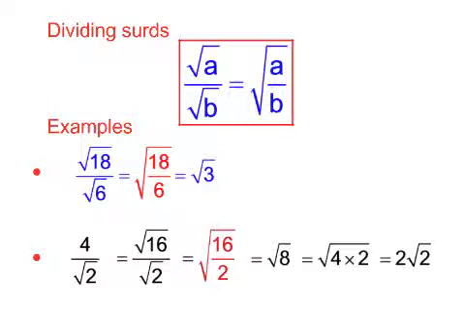Here's a number, 4, divided by a surd, root 2. So here we have 4, which can be expressed as root 16 divided by root 2. Notice I've expressed both numerator and denominator as surds, because we can now use the rule, which is the square root of 16 divided by 2, which is root 8. And again, notice that this simplifies because we can use a square factor here of 4. So root 4 times 2 is 2 root 2.